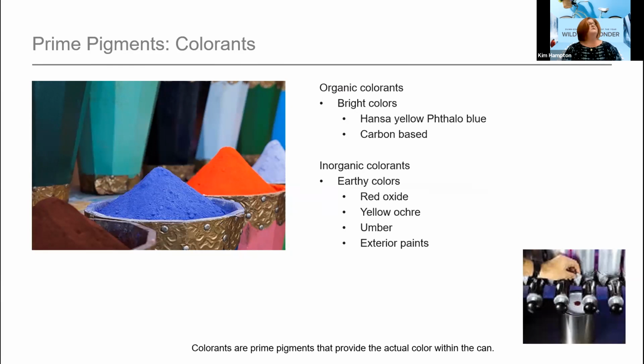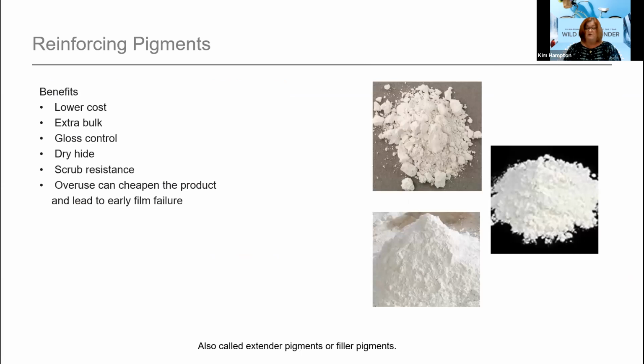So prime pigments that are colored include organic colorants, which are bright colors, Hansa yellow, phthalo blue, and they're carbon-based. Inorganic colorants are earthy colors like red oxide, yellow ochre, and umber, also used in exterior paints. There are two types of colorants, and these are the ones that provide the actual color.